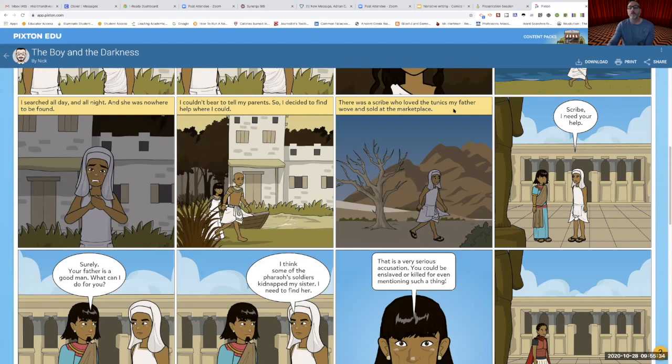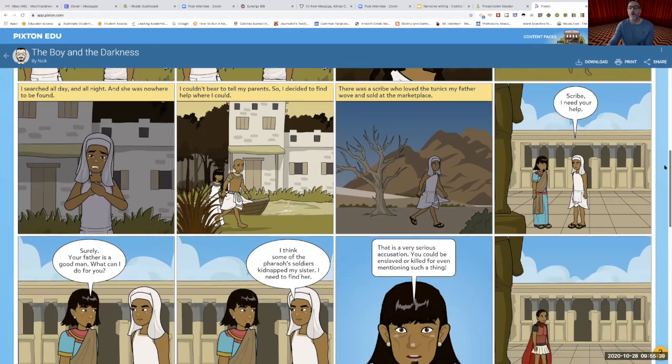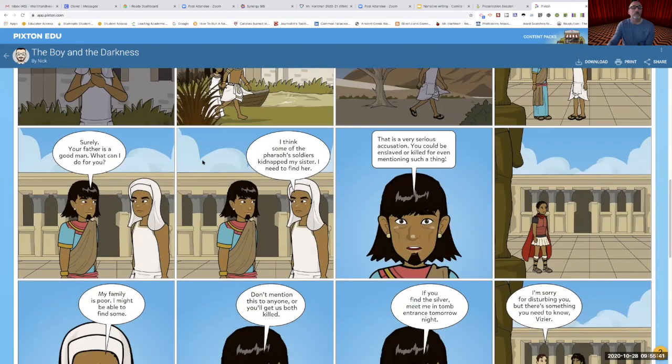"There was a scribe who loved the tunics my father wove and sold at the marketplace. Scribe, I need your help. Surely your father is a good man. What can I do for you? I think some of Pharaoh's soldiers kidnapped my sister. I need to find her."